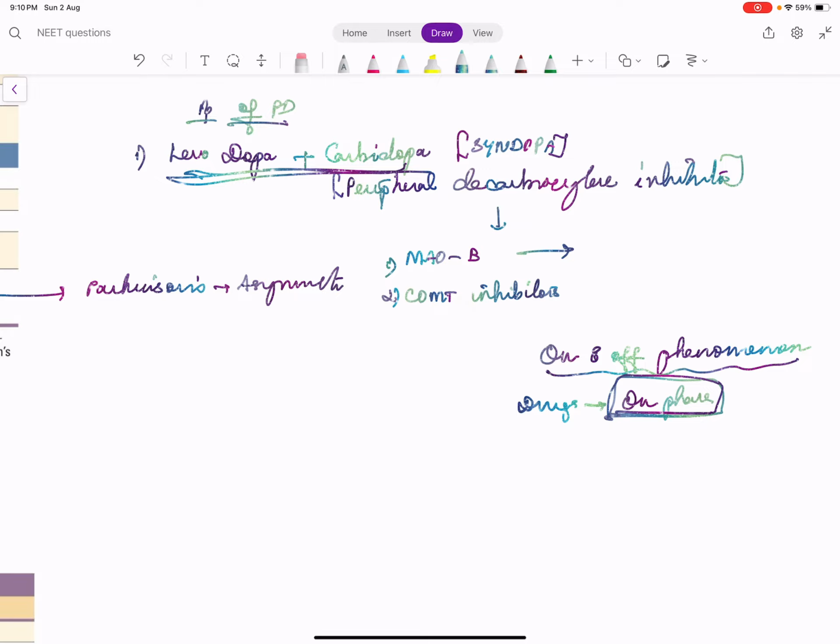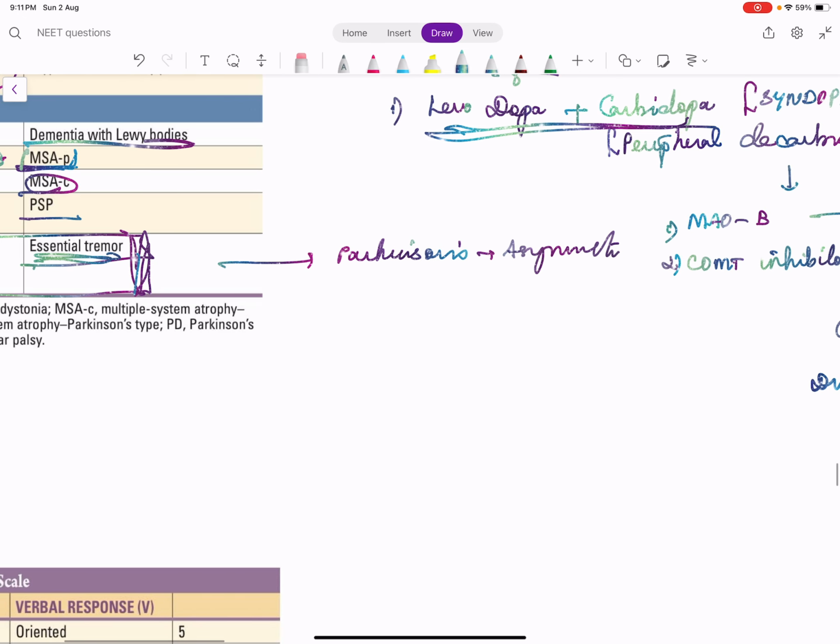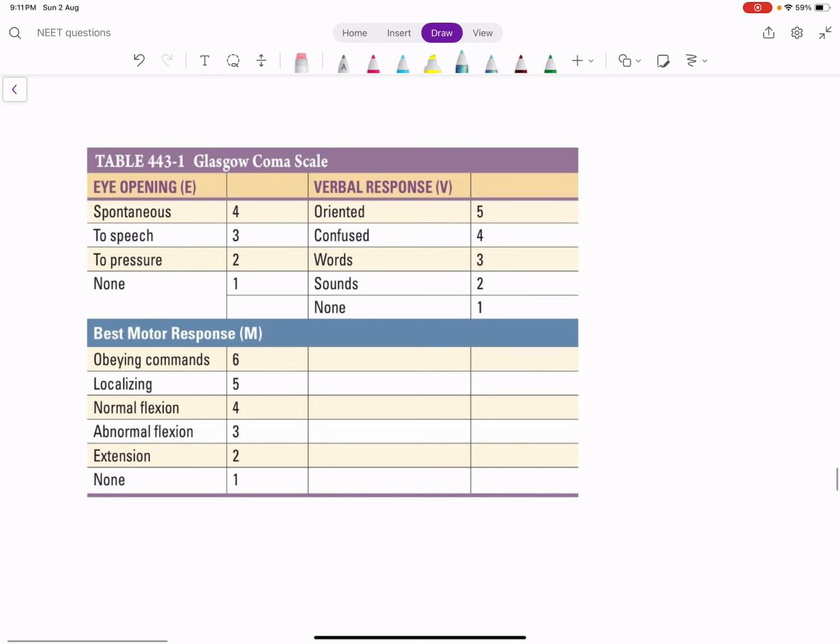But when we give the drug beyond a particular dose, they will go into dyskinesia. So the bradykinesia will go to dyskinesia. That is called the off phase. So it is a common feature of advanced Parkinson's disease with levodopa treatment.